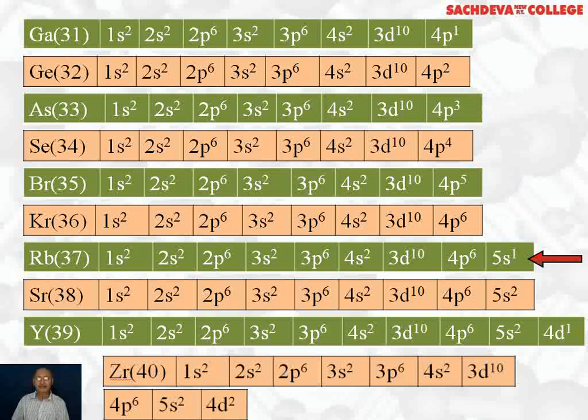And now the electron will move on to 5s orbital. So rubidium has 5s1. Strontium 38 has 5s2. Yttrium 39. Now 5s orbital is full. Next orbital to be filled is 4d. So it will have 4d1. Zirconium 40 will have 4d2. So these are the electronic configurations.